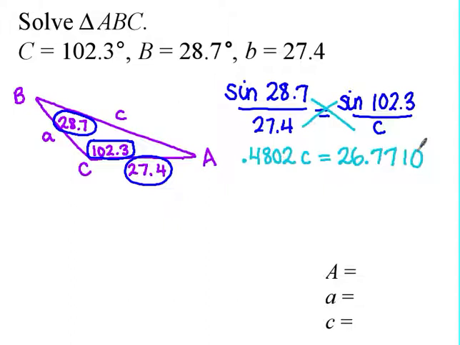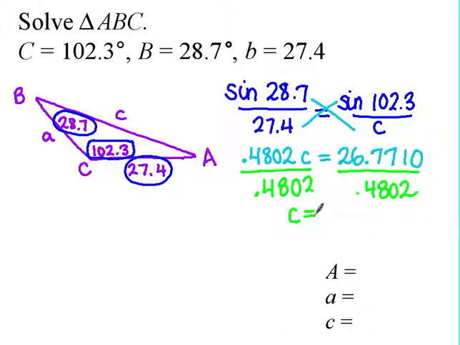26.7710. Somebody else get that? So now to solve that, what are you going to do? Divide over 0.4802. And what do you get C to equal? 55.749. So 55.75, right? Okay, so that's what side C equals.